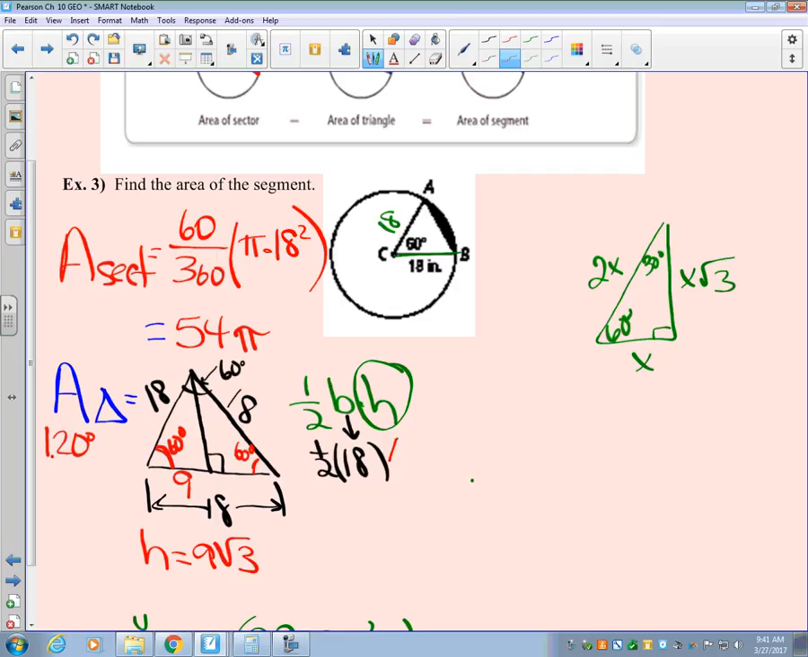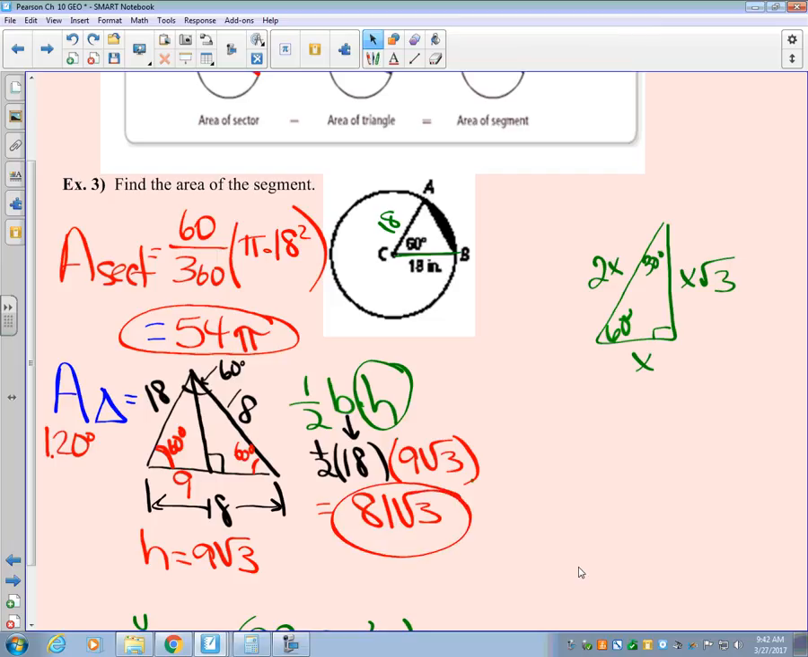So we got 1/2 times the base times the height. Half of 18 is 9. 9 times 9 is 81. So the area of my triangle is 81√3. So we're going to go 54 pi minus 81√3.